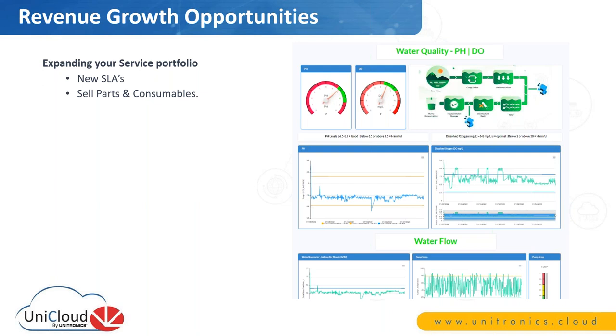So in that case, you can basically raise the amount of money from selling parts and consumables by not changing anything, just detecting. If you see issues, for example, in the water flow, it can be a leak in the pipeline, it can be a block in the filters, depending on the type of machines that you are selling. You can analyze and be proactive on that.